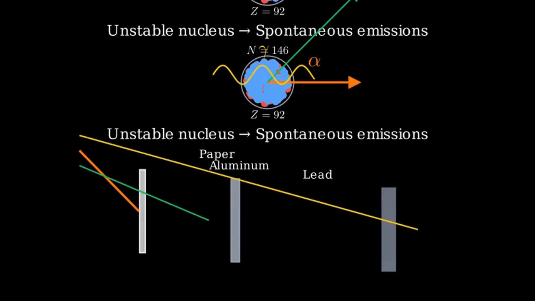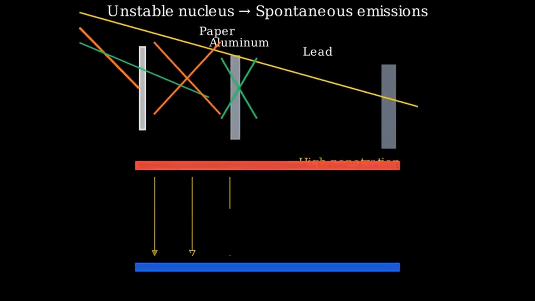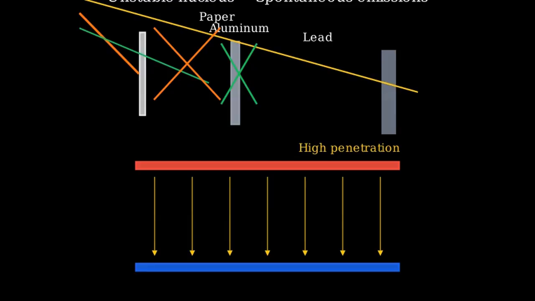A helpful way to compare alpha, beta, and gamma is their penetration power. Imagine 3 shields: paper, aluminum, and lead. Alpha is stopped by paper. Beta passes paper, but is mostly stopped by a few millimeters of aluminum. Gamma is very penetrating. It needs thick lead to significantly reduce it.